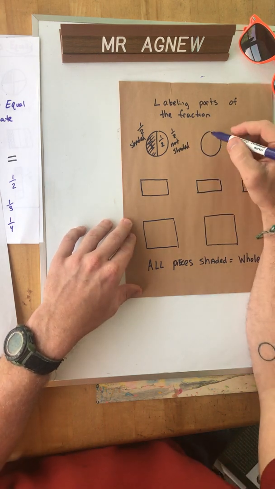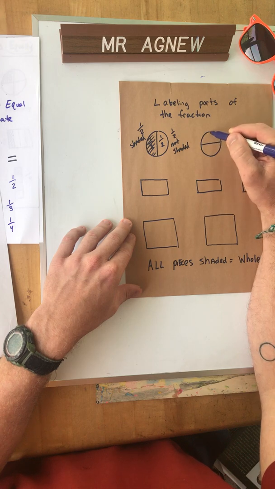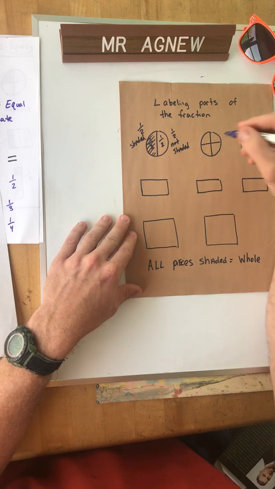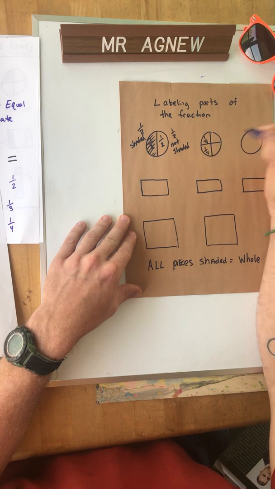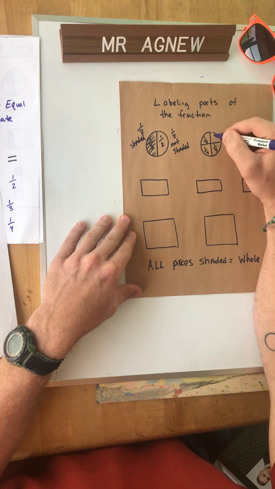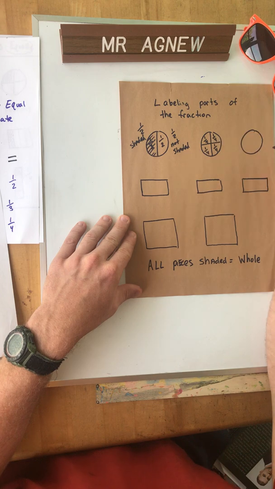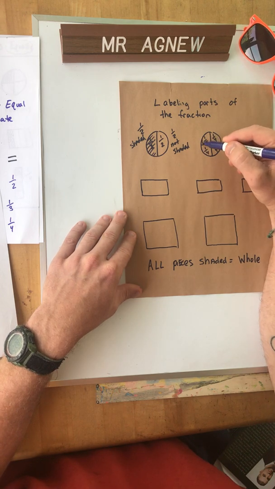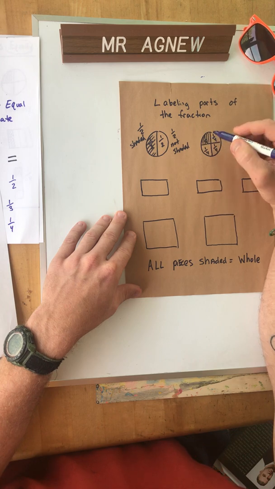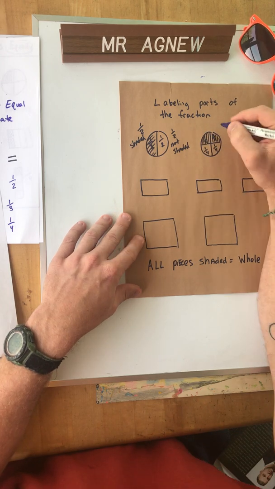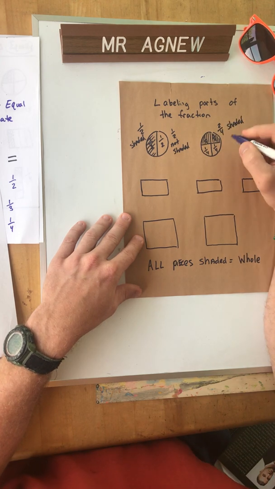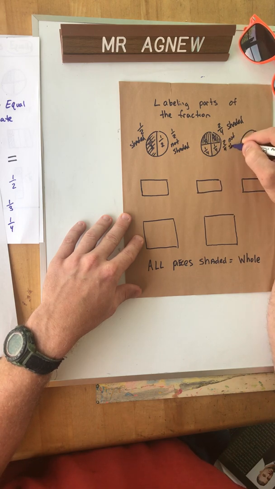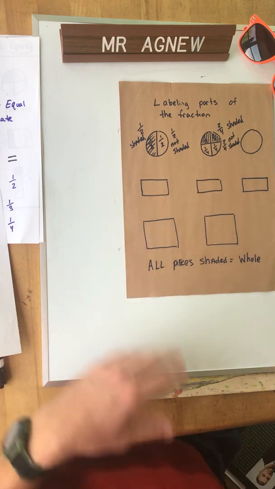Let's do another one. What if I divide it this way? I'm going to do it into 4 pieces. Okay? So this, 1/4. This is 1/4. This is 1/4. And this is 1/4. Now this time, I'm actually going to shade in 2 pieces. 1, 2. So 2/4 are shaded, and 2/4 are not shaded.